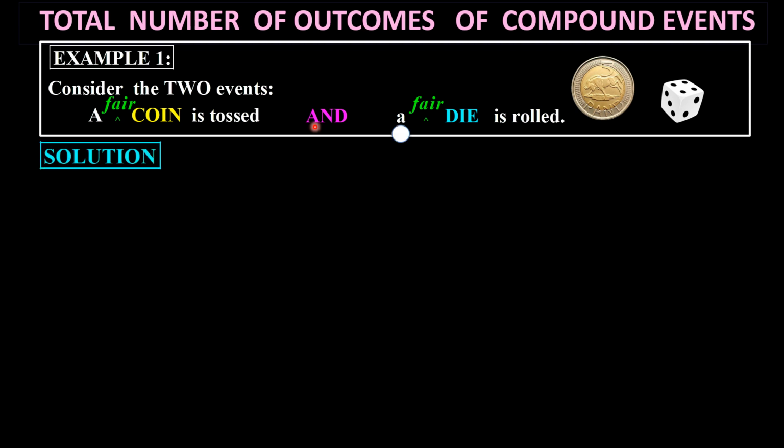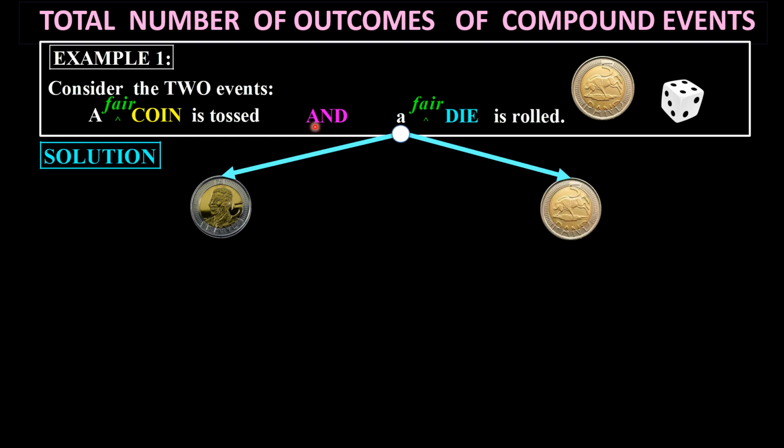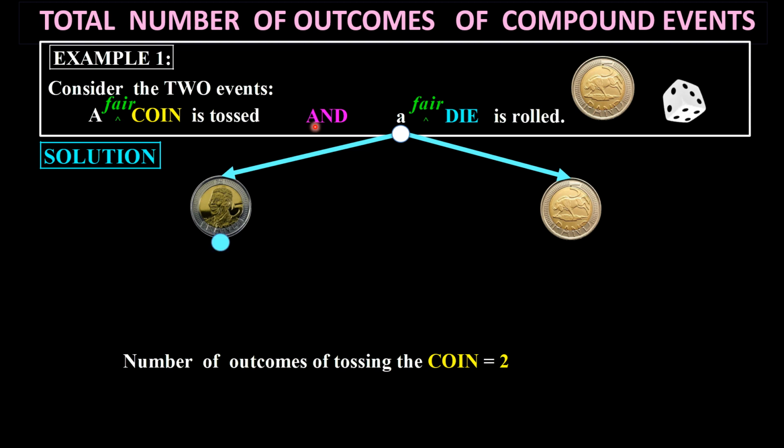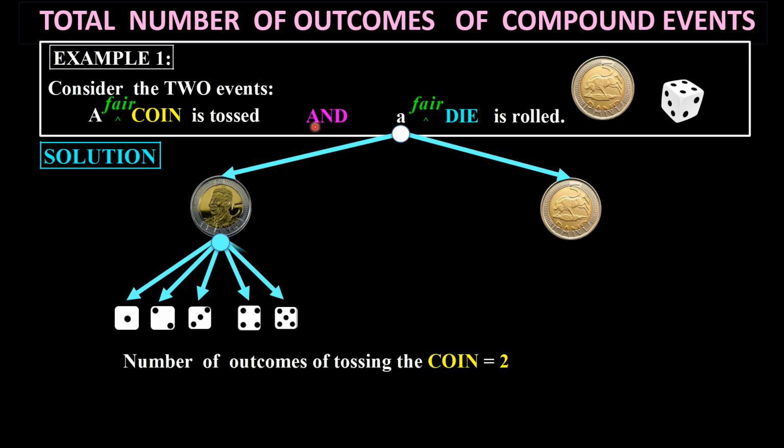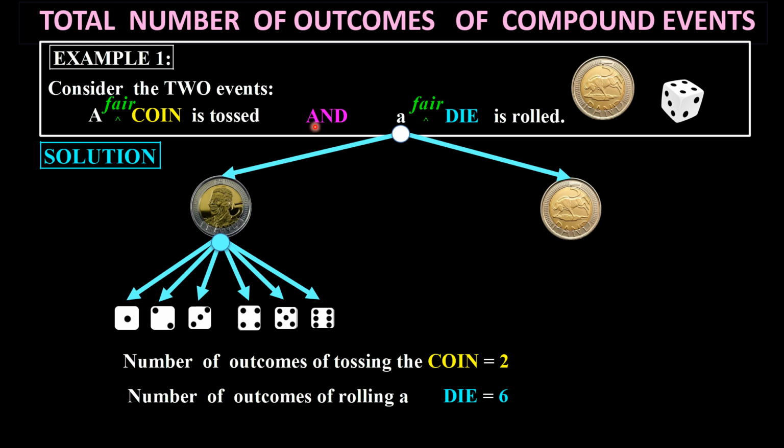So let's start with the tree diagram. If we toss a coin, it can either be heads or tails. So the number of outcomes for tossing a coin would be 2. Now, if I have heads and I now roll a die, I can have heads and 1, heads and 2, heads and 3, heads and 4, heads and 5, heads and 6. So in other words, rolling a die, there are 6 possible outcomes.